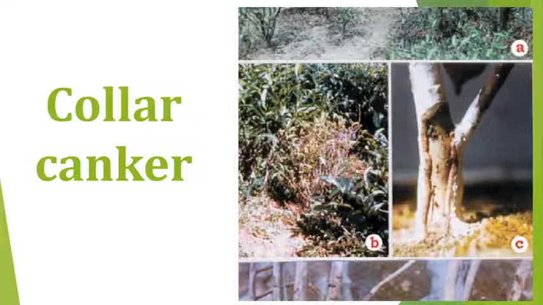Collar canker. Symptoms: the main symptoms are chlorosis, cessation of growth, profuse flowering and canker on stem. Control measures: remove the affected portion by pruning to the healthy wood and apply copper fungicide to cut ends.